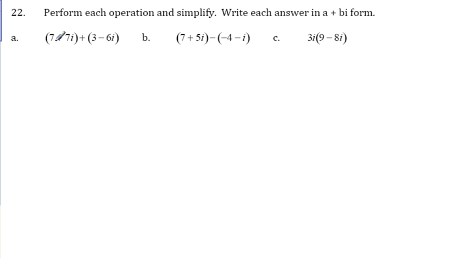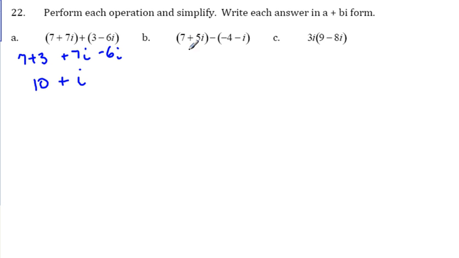Okay, so I'm adding two complex numbers. Remember, the rule is add the real number part and then add the complex number part. So when I add the real number part, I have 7 plus 3. And when I add the complex number part, I have 7i minus 6i. 7 plus 3 is 10. 7i minus 6i is i. And that's your final answer. Remember, it needs to be in the correct form, which is A plus BI form. It says that right up here. So that means real number part first and imaginary number part second.